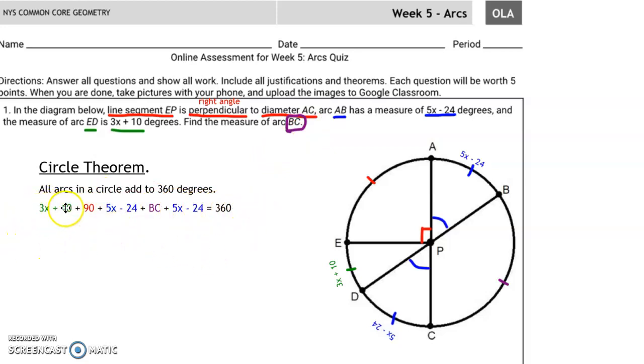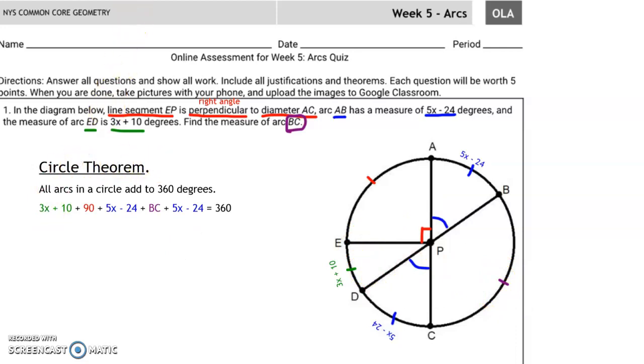Here's the issue. I have 3x plus 10 plus 90 plus 5x minus 24 plus BC plus 5x minus 24 equals 360. If I were to try to solve this, I actually have two unknowns. I have the x, which is an unknown, and I have the BC, which is an unknown. So using the circle theorem will usually work as long as you have all of the arcs around the circle. Unfortunately, this missing arc BC is going to prevent us from using the entire circle theorem.